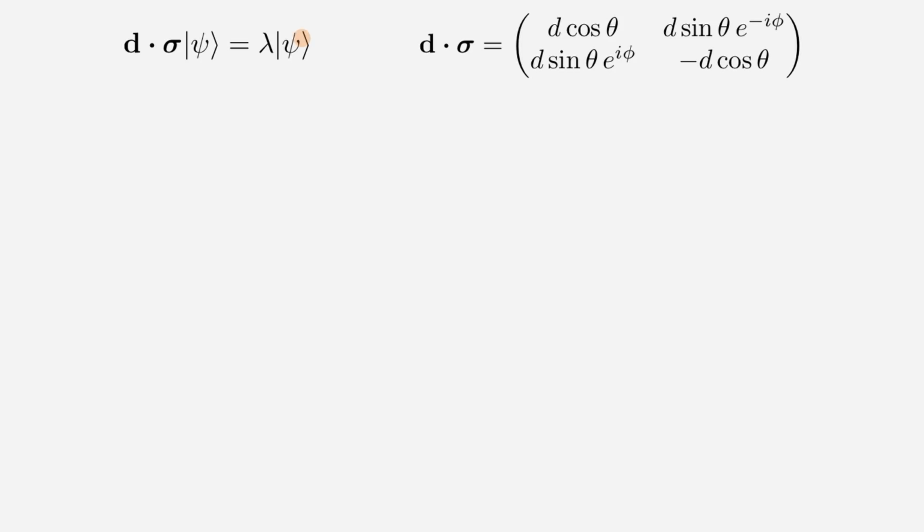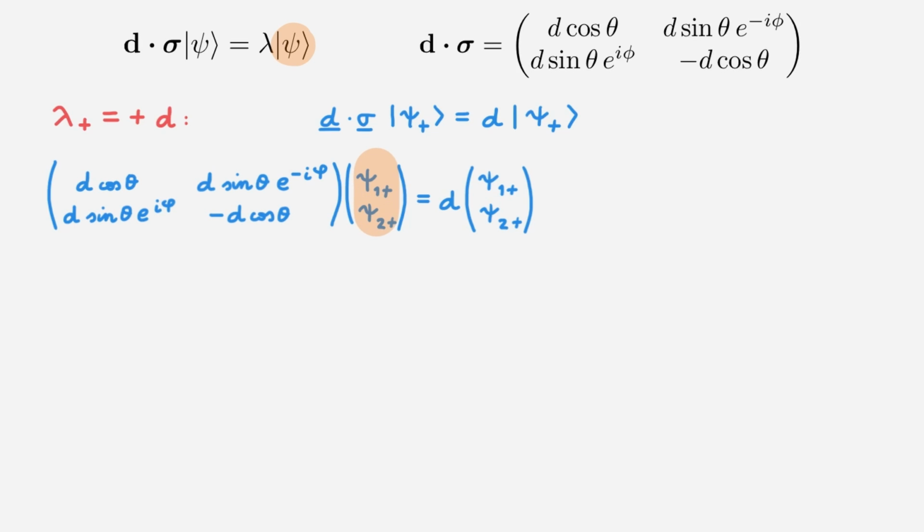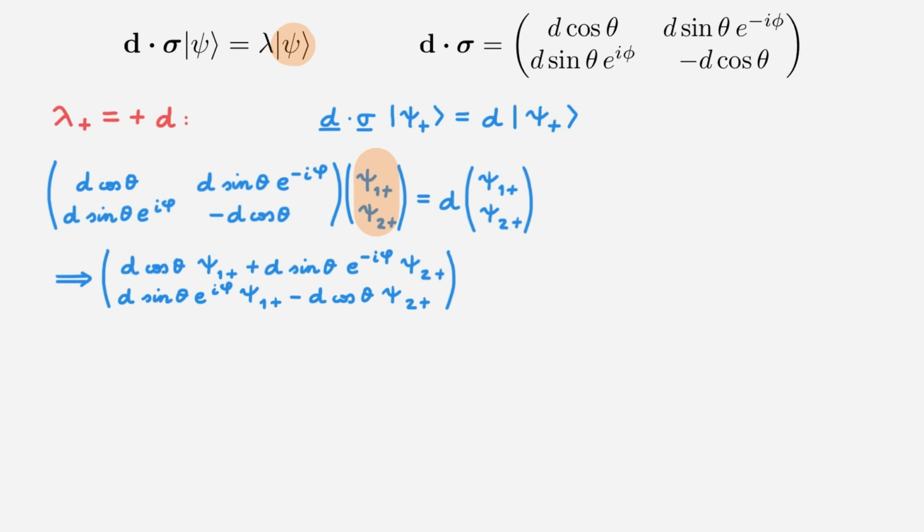So let's now turn to the eigenstate psi. And let's start with the eigenstate associated with the lambda plus eigenvalue. In this case, the eigenvalue equation takes this form. And we can also write it out in matrix form like this. And this column vector represents the eigenvector. Applying the usual rules of matrix multiplication to the left-hand side, we get this for the top entry, and this for the bottom entry. And the right-hand side doesn't change.